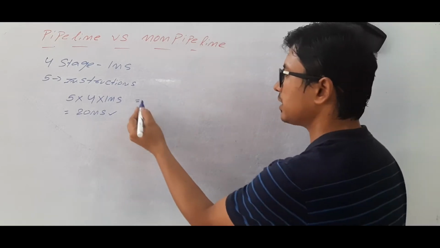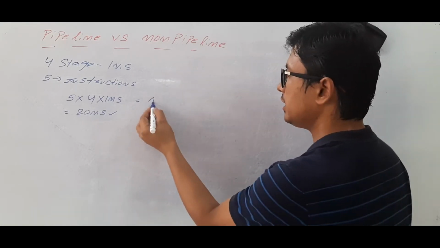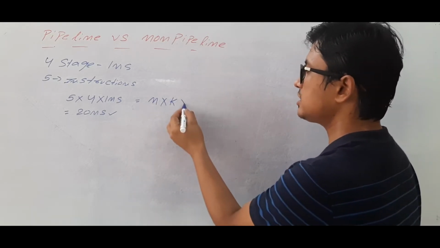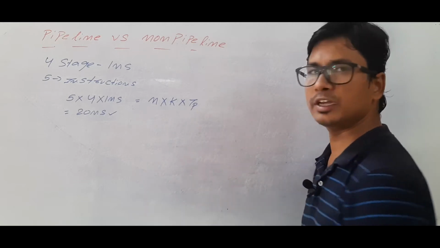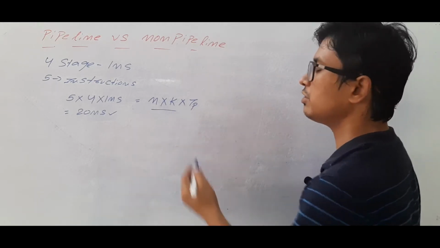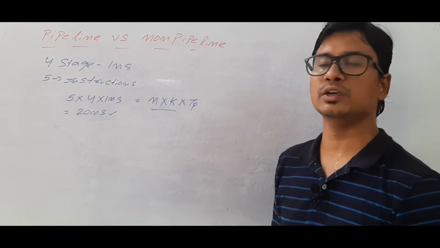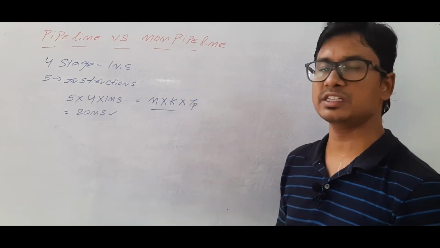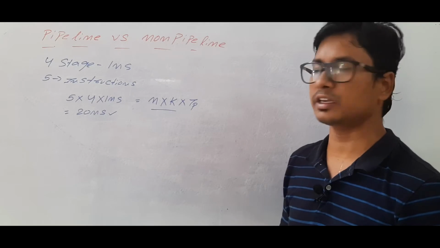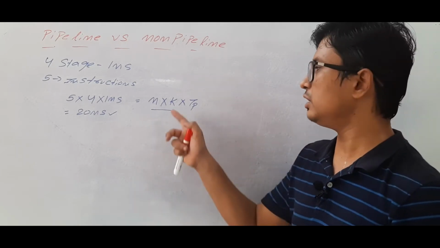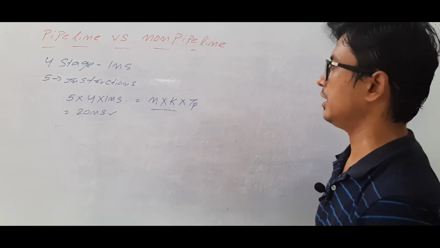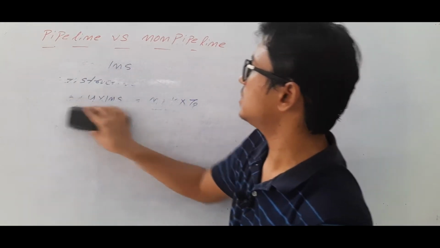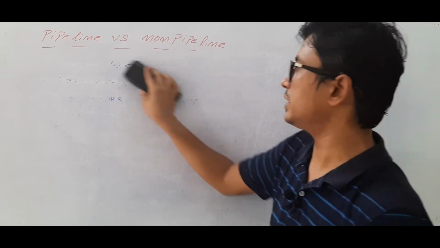This can be written in a general way: n number of instructions with k stages, and each stage will take time tp. So the time taken to execute n instructions with k stages, each stage taking tp time, is n into k into tp. So for these 5 instructions with 4 stages without pipeline, I got 20 nanoseconds.